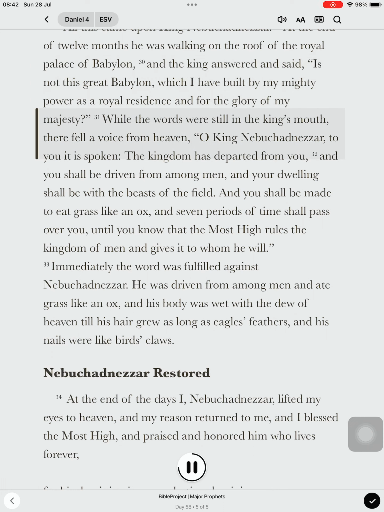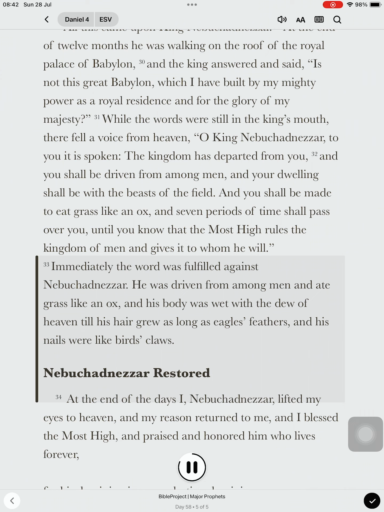While the words were still in the king's mouth, there fell a voice from heaven. O King Nebuchadnezzar, to you it is spoken, The kingdom has departed from you, and you shall be driven from among men, and your dwelling shall be with the beasts of the field. And you shall be made to eat grass like an ox, and 7 periods of time shall pass over you, until you know that the Most High rules the kingdom of men, and gives it to whom he will. Immediately the word was fulfilled against Nebuchadnezzar.